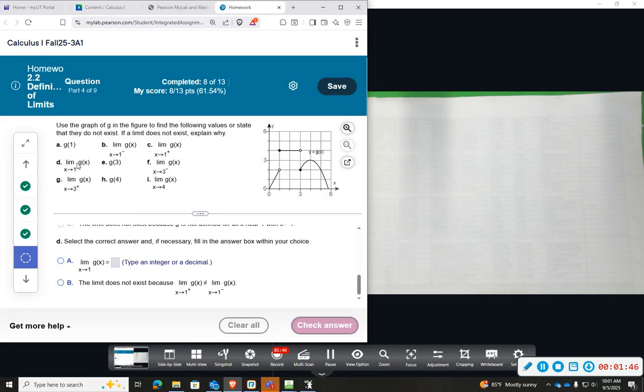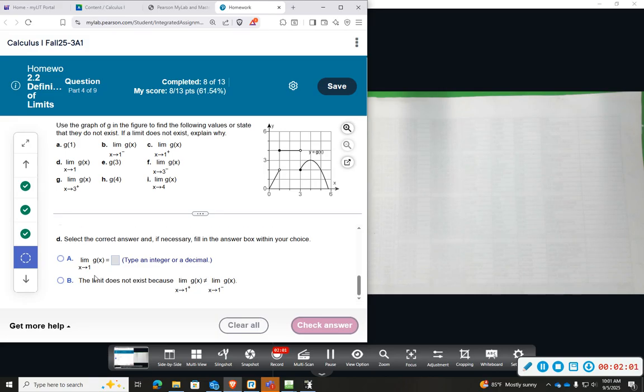Part D says, what is the limit of G of x as x approaches 1? So we're approaching from the left side, and you can see that these points are disconnected. There's a big gap, a jump. So this limit does not exist because they don't both go to the same value. So we'll say the limit does not exist because the left side and the right side limit are not equal according to the definition.